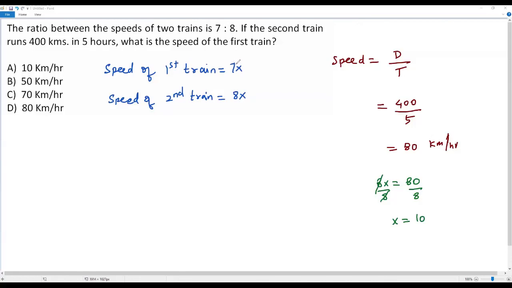Now to get the speed of the first train, we have to plug in x equals 10 over here. When I plug in x equals 10, that is 7 times 10, which is 70 kilometer per hour. Now I got the speed of the first train, that is 70 kilometer per hour. I find this 70 kilometer per hour in answer choice C. The correct answer choice for this question is C.